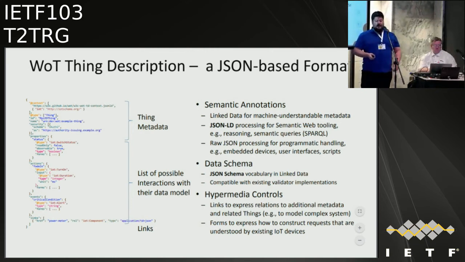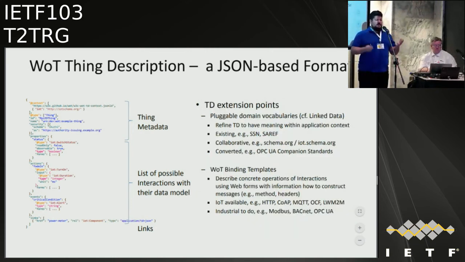The Thing Description provides a lot of extension points. I mean, it's kind of the first piece that we are standardizing, and we need a lot more experience from the field. For that, we included a lot of extension points. One is that you can plug in your domain vocabularies, so it could start bottom up: some existing ecosystem has some specific semantic definitions, you create a linked data vocabulary out of this, and using the JSON-LD context mechanism, you can plug this in and then annotate with your understanding what your device is offering.